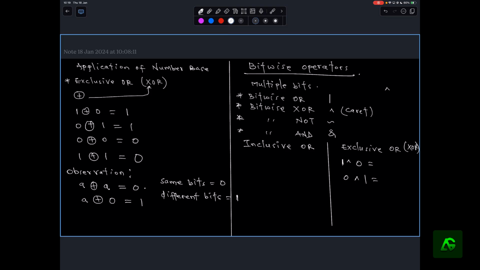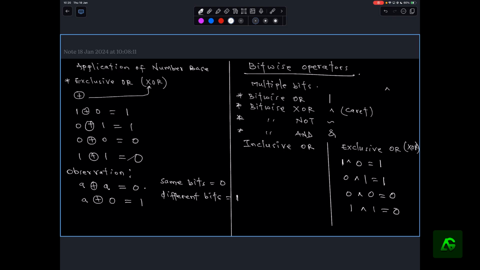So for XOR, 0 XOR 0 is 0. 1 XOR 0 is 1. 0 XOR 1 is 1. And 1 XOR 1 is 0.